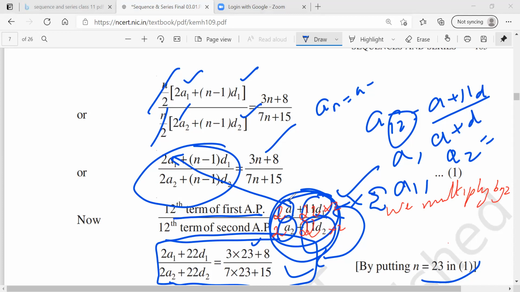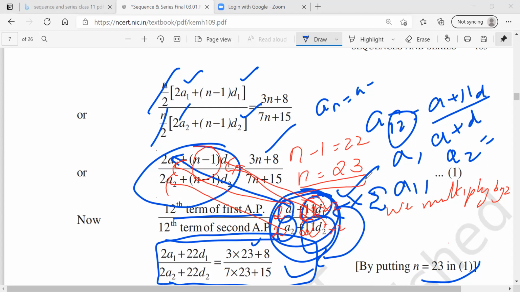So now what is matching here? 2a1 is matching here, correct? 2a1 is matching here, and 2a2 is also matching here. d1 is matching here. d1, d1, d2, d2. So what should match, 11 or this 22? Here we write 22. 22 should match with what? n minus 1. So n minus 1 is equal to 22. n is equal to 22 plus 1, that is 23.